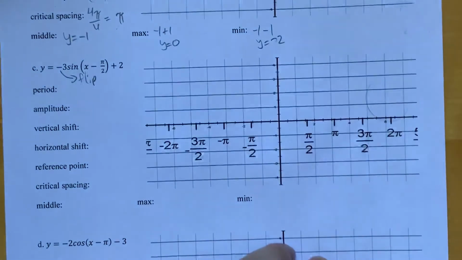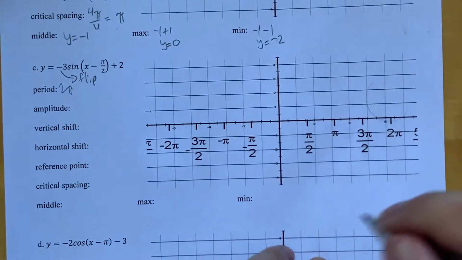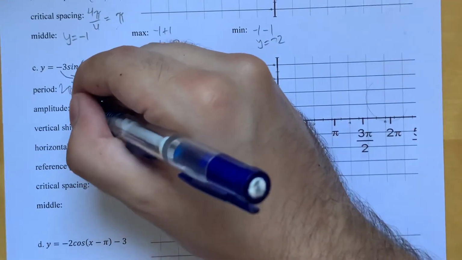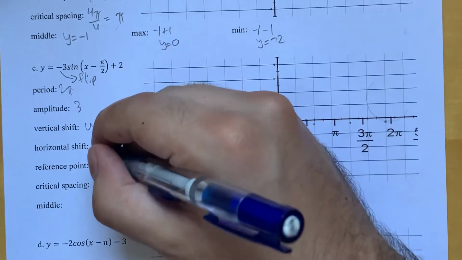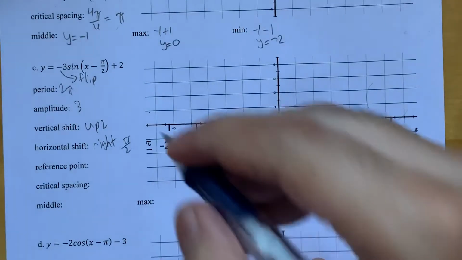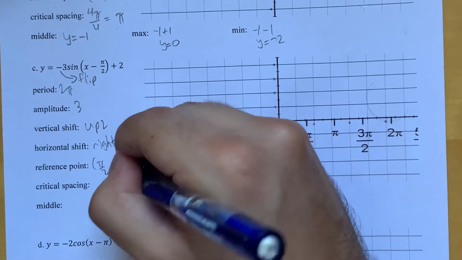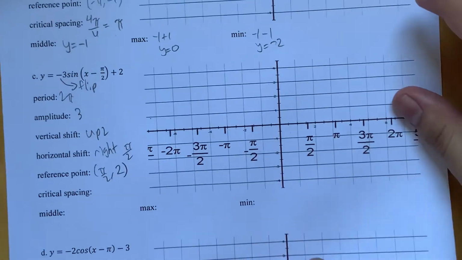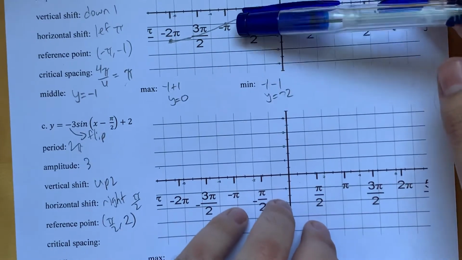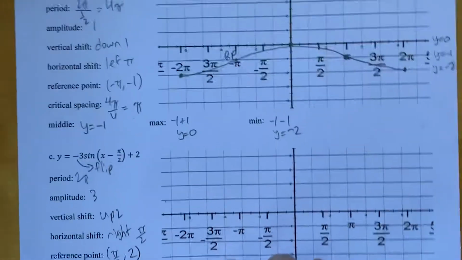So, we see the negative there, and it flips the graph, right? Period's going to be 2 pi because there's no b. Amplitude is going to be 3, vertical shift up 2, horizontal shift pi over 2 right. Gotta say where it's going, it's positive. Reference point is going to be pi over 2 and 2, right? Oh, crap. So my reference point up there was negative pi and negative 1. So I'm going to put RP right up there.